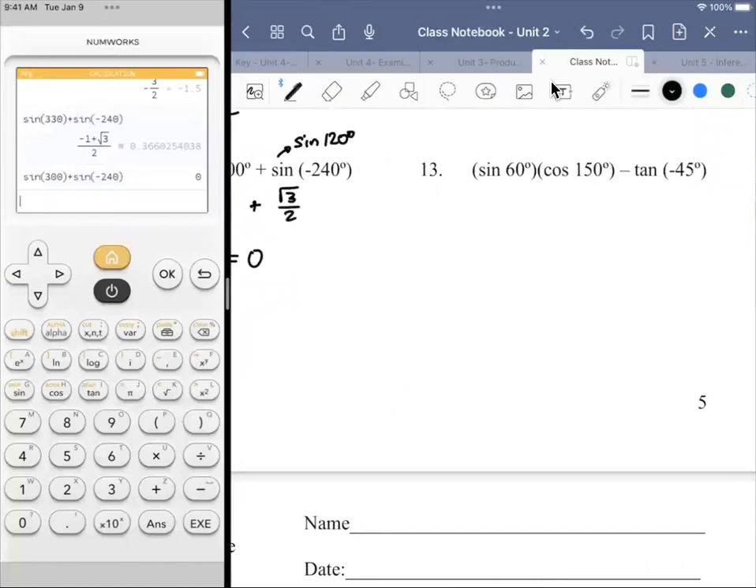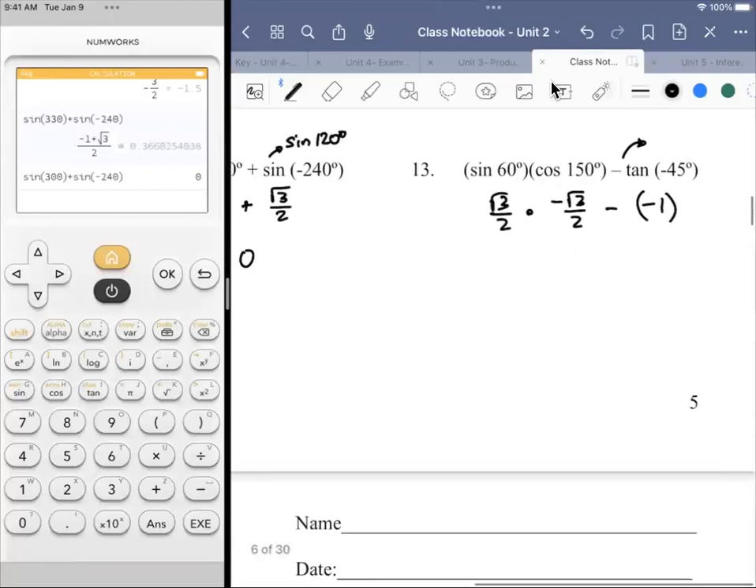All right. Sine of 60, radical 3 over 2. Cosine of 150, negative radical 3 over 2. Tangent of negative 45 is going to be a negative 1, so minus a negative 1. And again, this one comes from sine over cosine. Now, negative 45 is the same as 315 degrees. All right, so sine of 315 over cosine of 315.